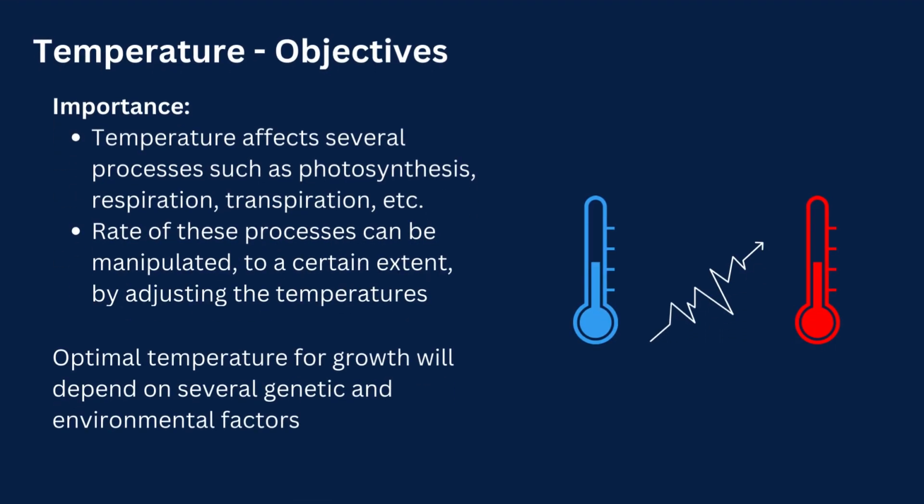Temperature affects several processes, such as photosynthesis, respiration, and transpiration. The rates of these processes can be manipulated to a certain extent by adjusting the temperatures. The optimal temperature for growth will depend on several genetic and environmental factors.